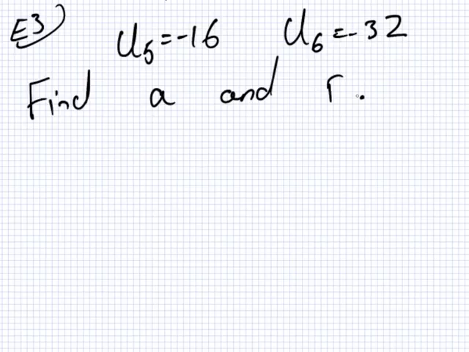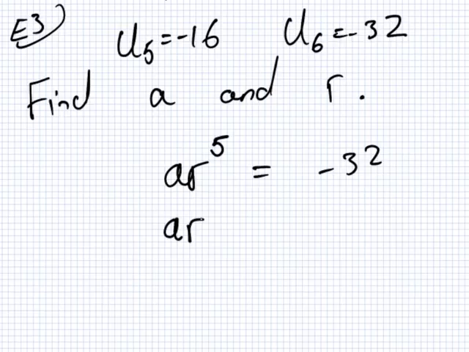So, you know that the fifth term is minus 16, and you know that the sixth term is minus 32. So the sixth term is A R to the power 5, and that should equal minus 32. And the fifth term, what's that? A R to the power 4. That should equal minus 16. Now, how can you find the A and the R here?